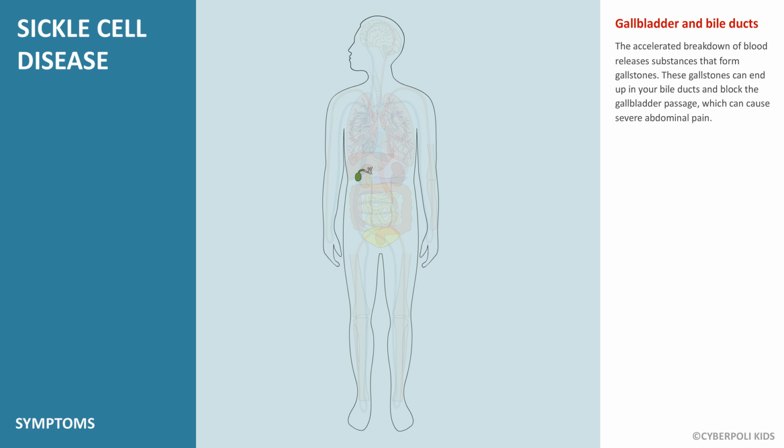The accelerated breakdown of blood releases substances that form gallstones. These gallstones can end up in your bile ducts and block the gallbladder passage, which can cause severe abdominal pain.